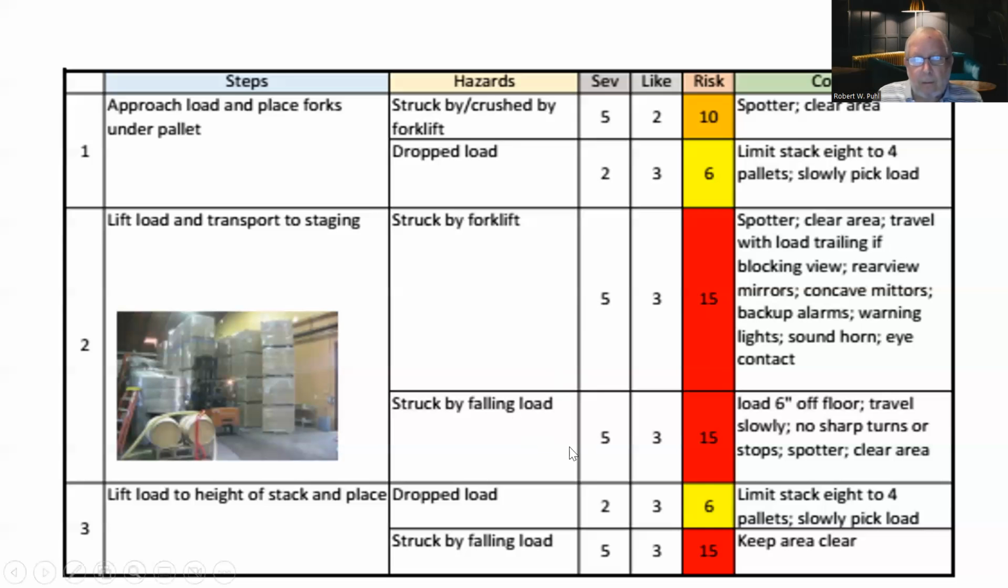Now, struck by falling load, 5 and 3. All right, controls: load 6 inches off floor. That makes no sense to me whatsoever. I mean, the operation is to lift the load, put it on a pallet, lift it, and transport it to staging. Oh, lift and transport. Okay, you're transporting it. So, okay, I get it now. If you have it up in the air, keep your load 6 inches off the floor, you can't get hardly struck by a falling load unless you're really tiny. Travel slowly, no sharp turns or stops, spotter, clear area.